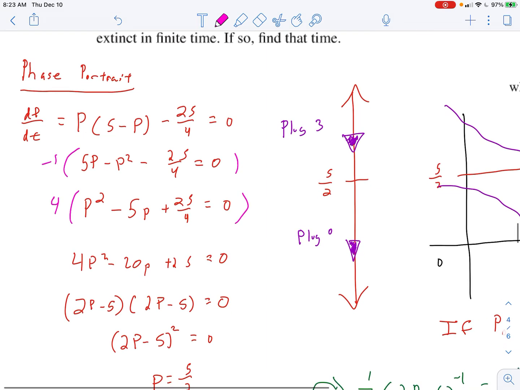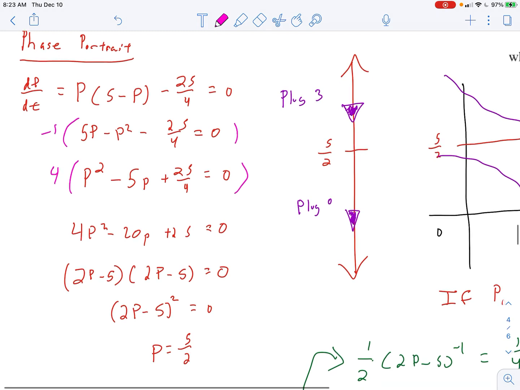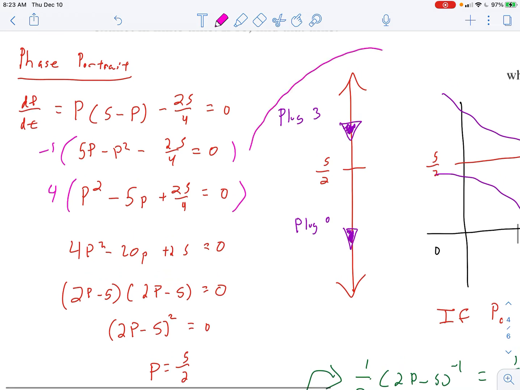When I factor that, I get (2p minus 5) times (2p minus 5) equals 0. So (2p minus 5) squared is equal to 0, and my critical value would be p equals 5 over 2. Now I go ahead and draw the phase portrait over there to the right. I'm going to plug in some values. I know that 5 halves is a critical value, so I'm going to plug in a number greater than 5 halves, so I plug in 3.